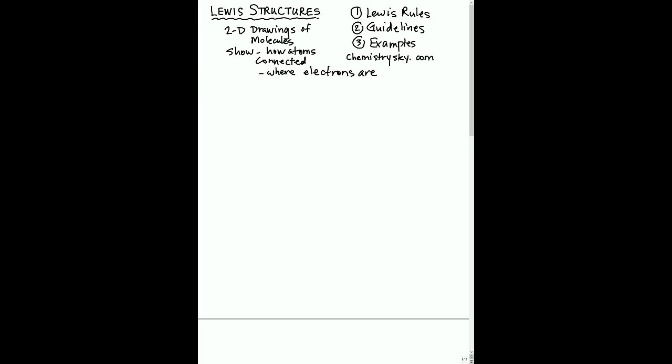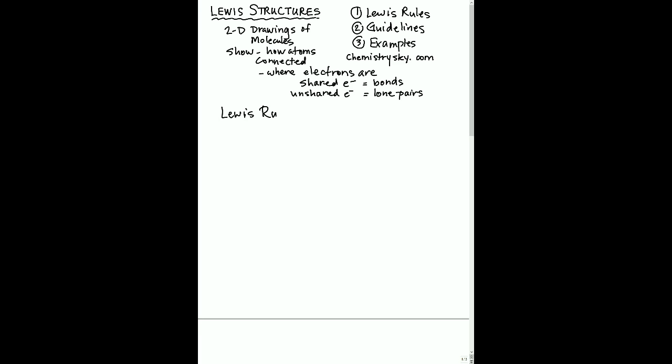And there are going to be 2 types of electrons. They're going to be shared electrons, and I'm going to abbreviate electrons with an E-. Shared electrons are bonds, and unshared electrons we're going to call lone pairs. And they're only on 1 atom. The bonds are connecting 2 atoms. Okay, so here are the Lewis rules first.